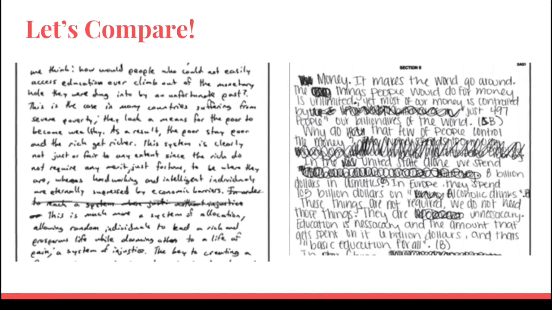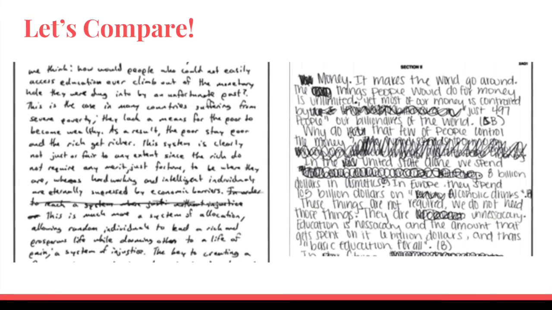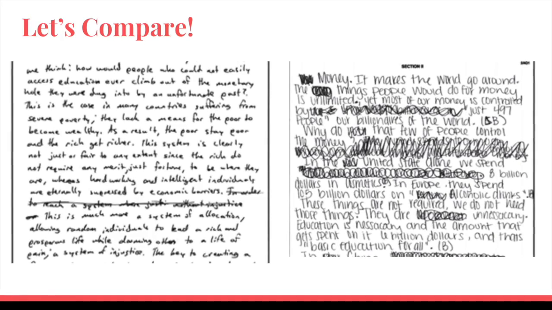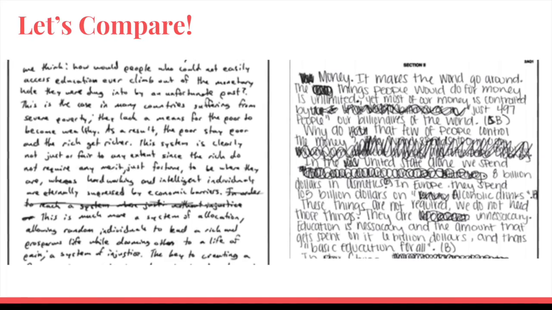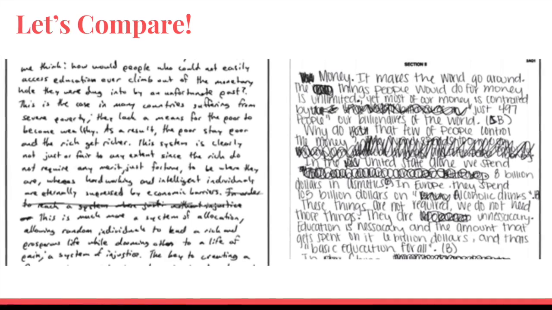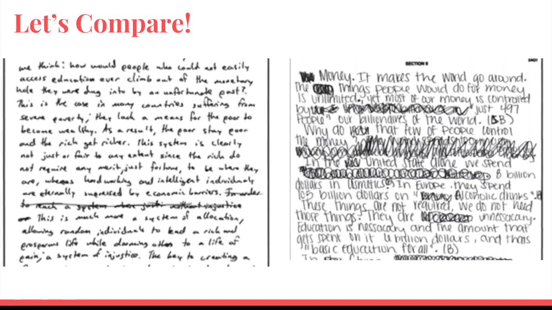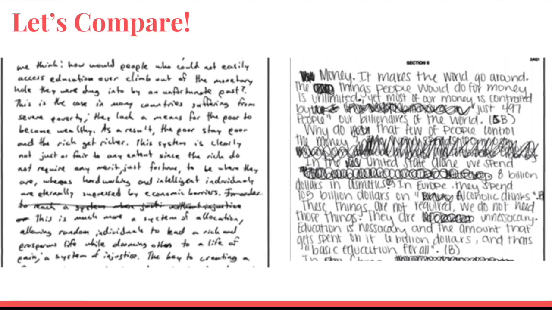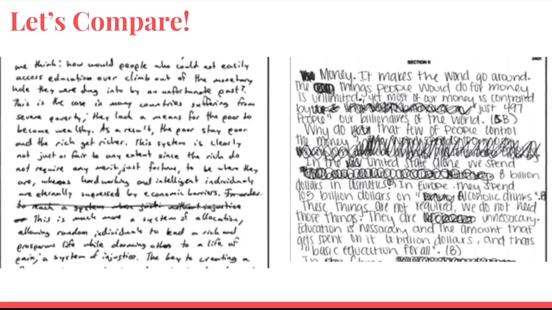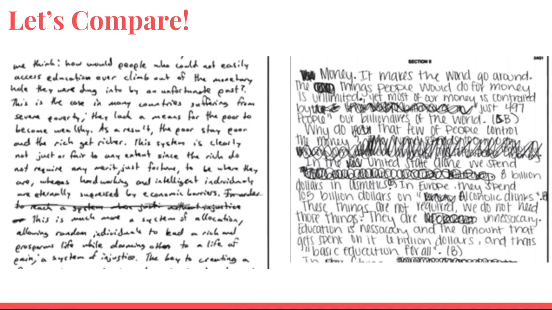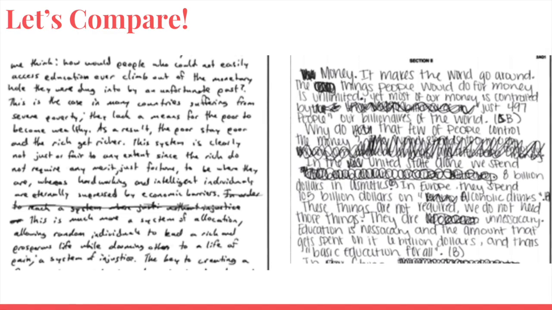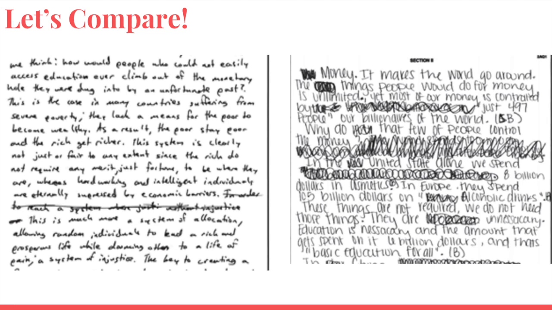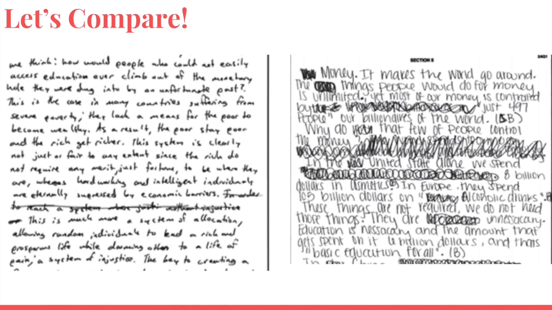Here's another sentence from essay A which clearly states the argument. "This system is clearly not just or fair to any extent, since the rich do not require any merit, just fortune, to be where they are, whereas hardworking and intelligent individuals are eternally suppressed by economic barriers." One sentence in essay B that is not as good reads, "We do not need things, they are unnecessary." This is vague and does not deliver as strong an argument as essay A does.